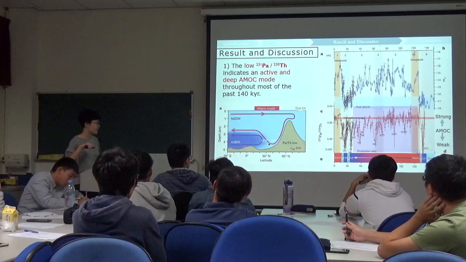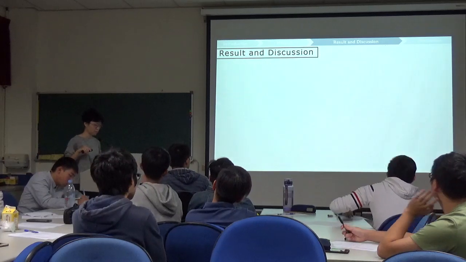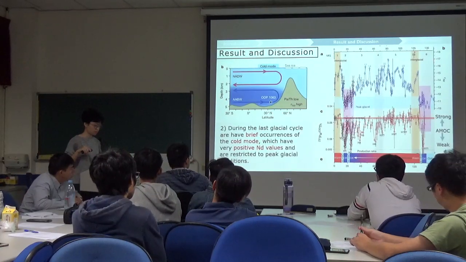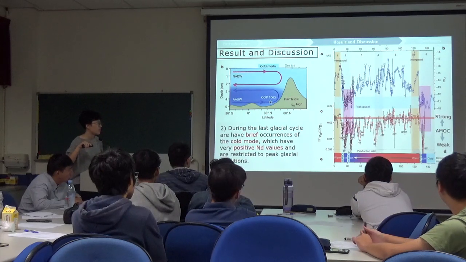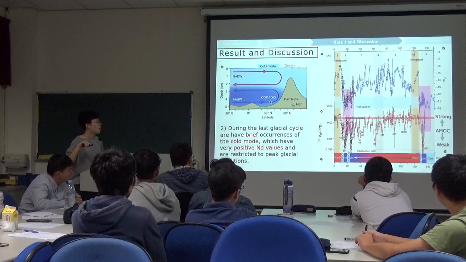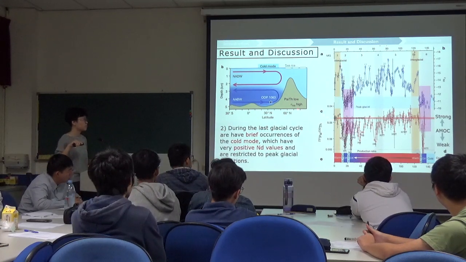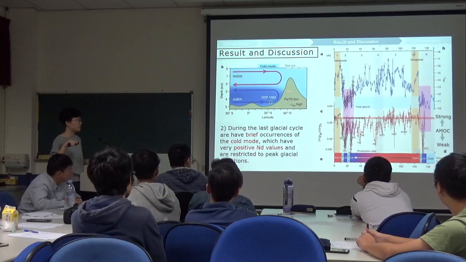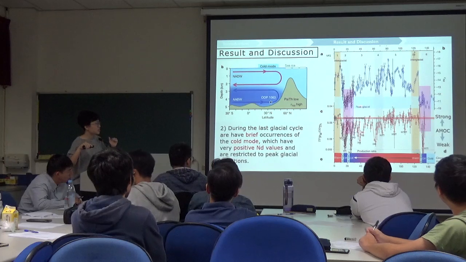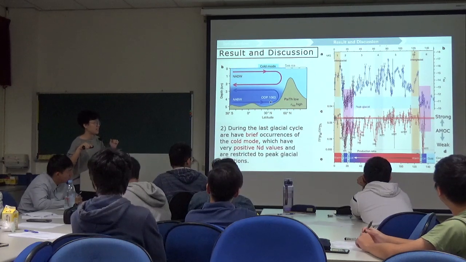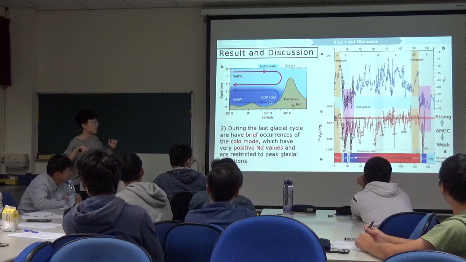And the mode is like this. Next, we can see these 2 parts have very positive neodymium values and also low protactinium-thorium values. So it corresponds to a cold mode like this. And it is just in the peak glacial condition and on a very short time scale.